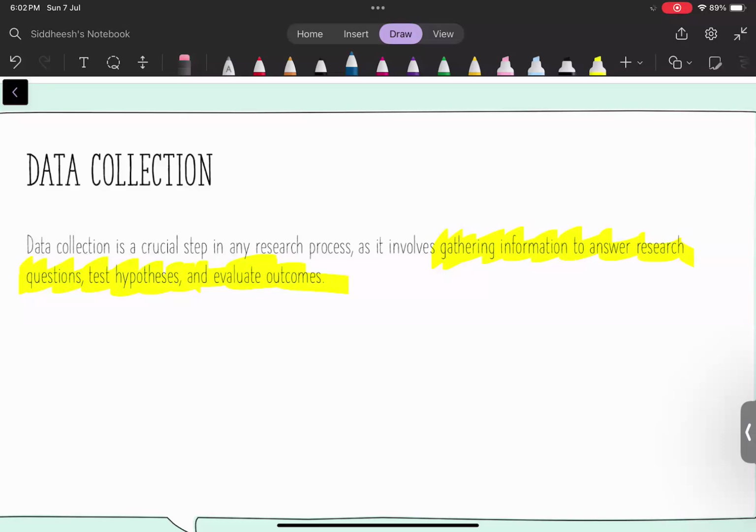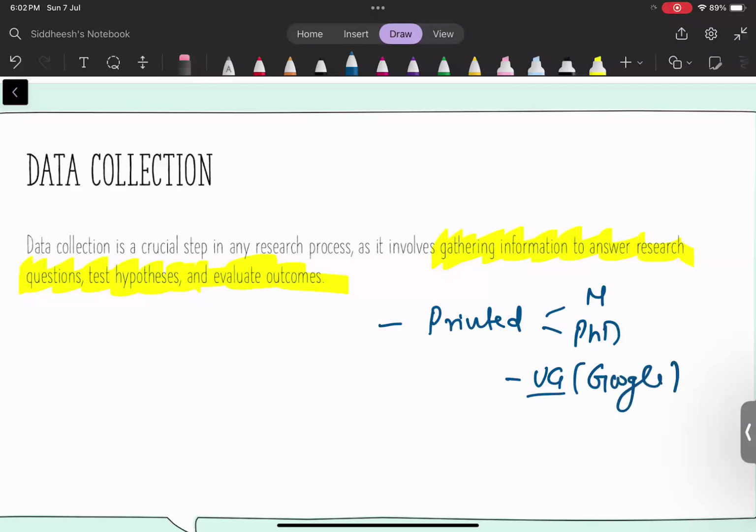Correct? Nowadays, what we mainly use is the printed data collection form. For the masters and PhD people, they have started doing data collection manually on paper. But UG people are allowed to do data collection by Google Form also. They can use Google Form, but for the PhDs, they want data collection in a proper, printed paper manner afterwards.